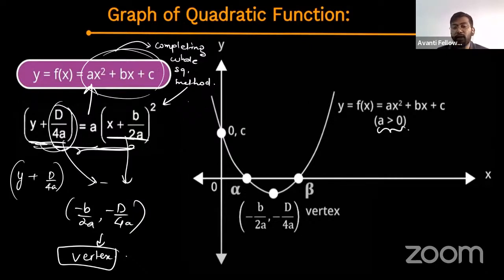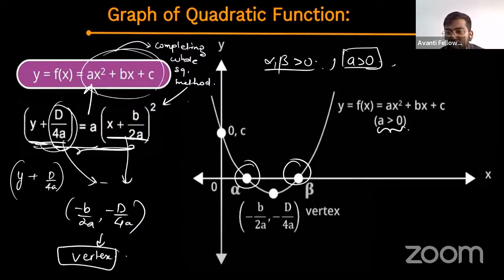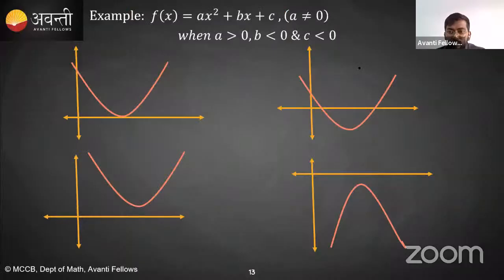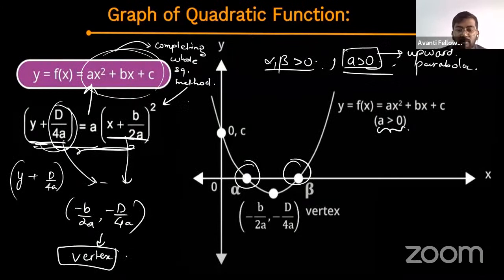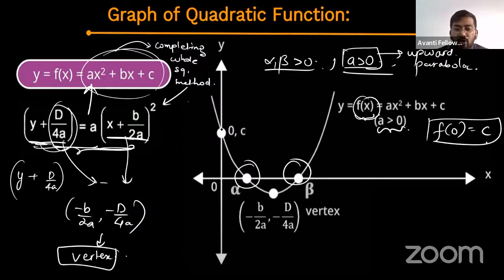Now when a is positive, it is considered positive. Whenever a is positive, you get an upward parabola. I'll just take a slide to explain things. And f of 0, whenever you substitute x as 0, you get the value c. So 0 comma c is where the graph cuts the y-axis, the functional value for x equals 0.